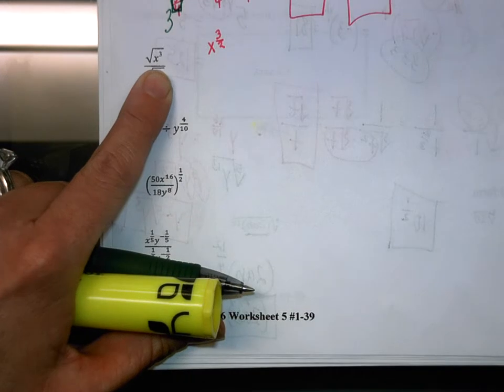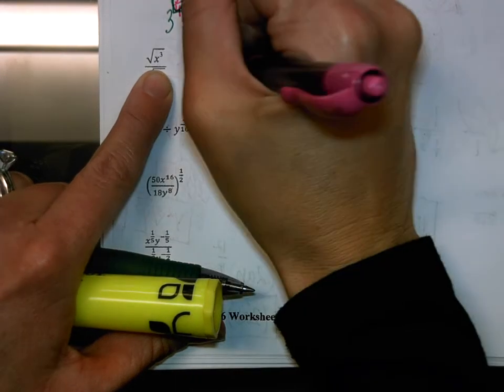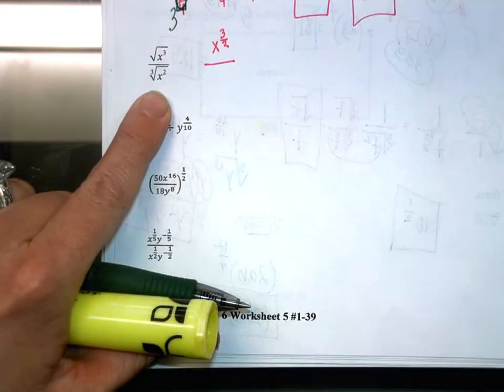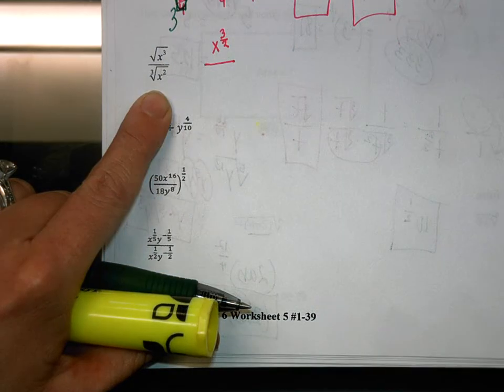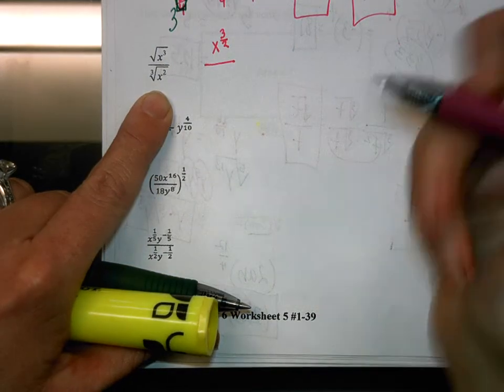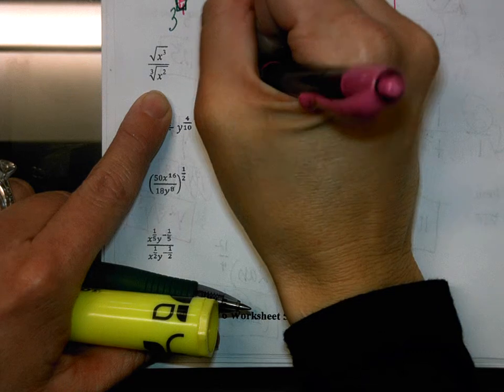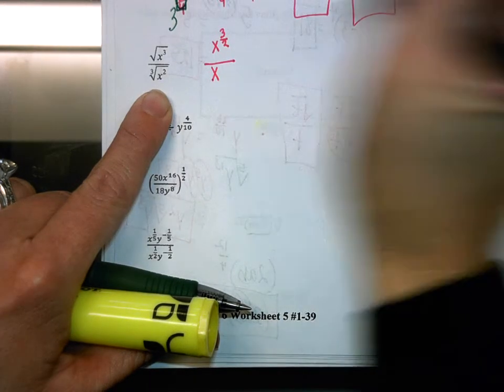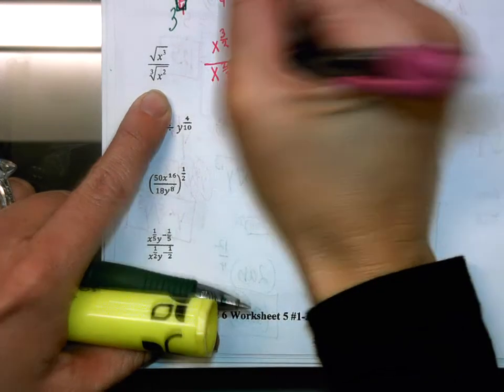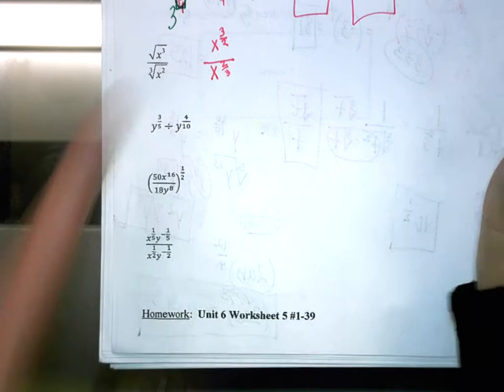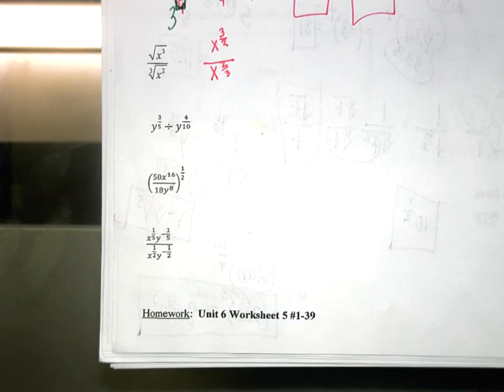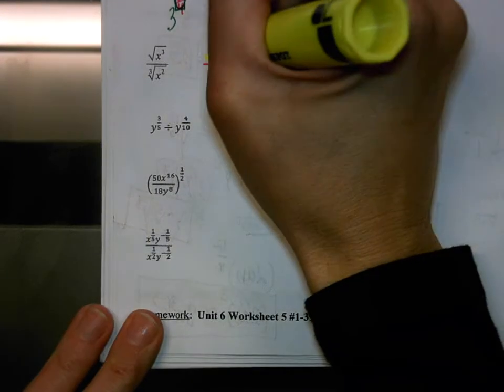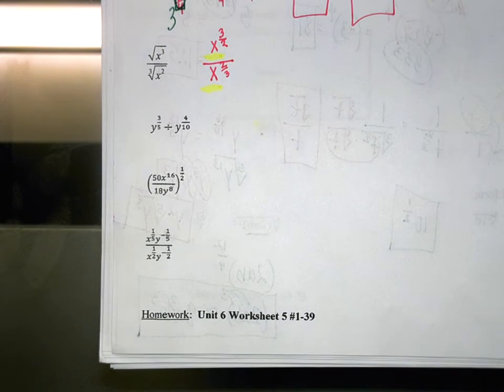Good job. Okay, somebody help me out with this one. Caitlin. X to the 3 over 2? Nope. Oh, no, 2 over 3. 2 over 3, good. Because remember the bottom number is your index. Now, do these have the same bases? Yes. And so since they have the same bases, what can I do?